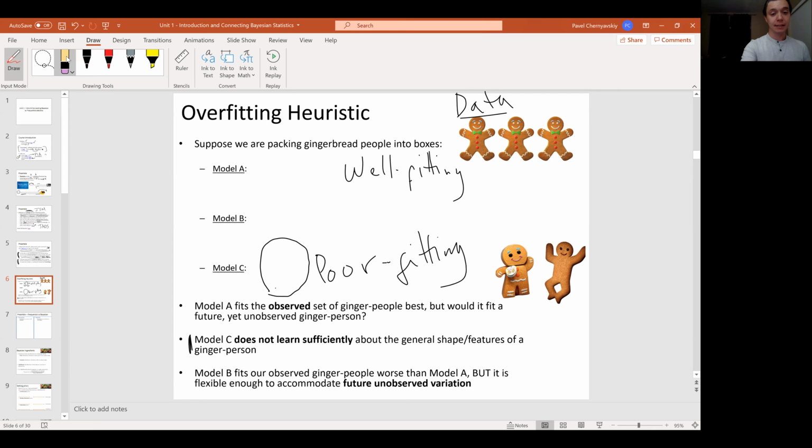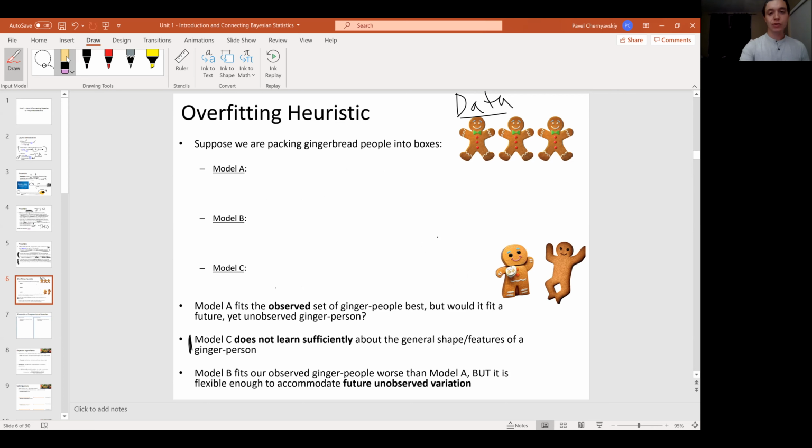And I need to erase these. We need something that fits better than model C, but not so well as to just pick out our exactly observed data set. So model B, I don't know, it might look something like a little bit more angular maybe. Something like that.